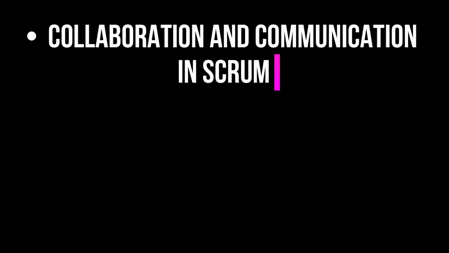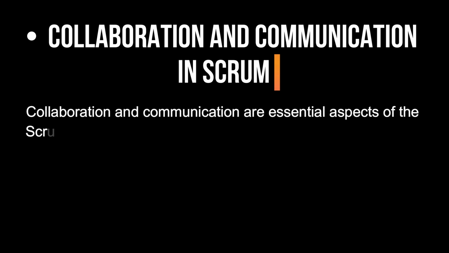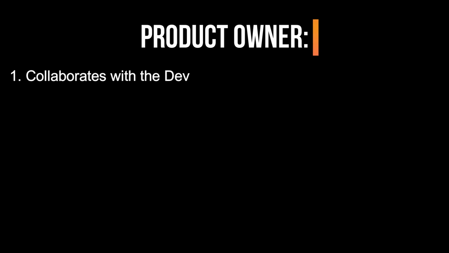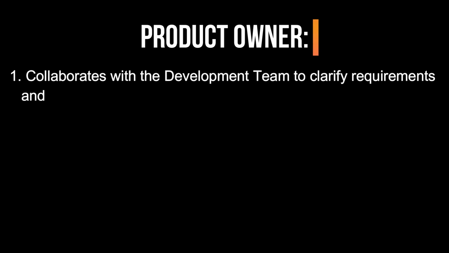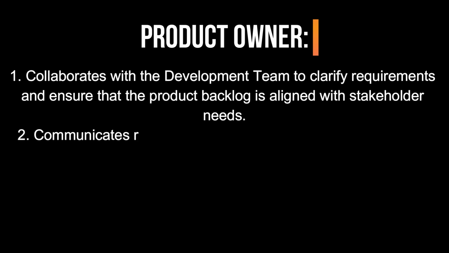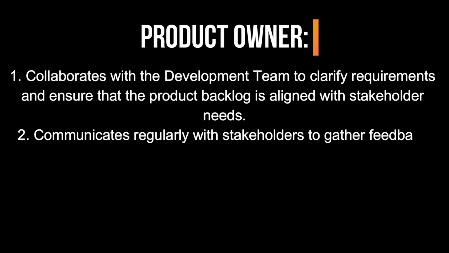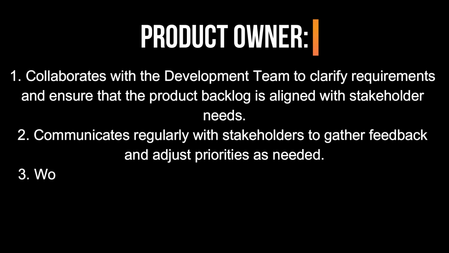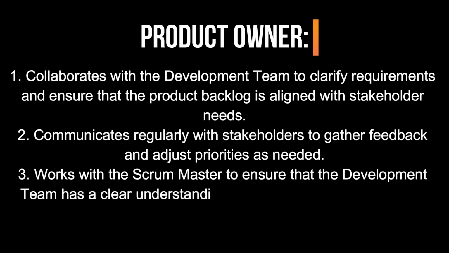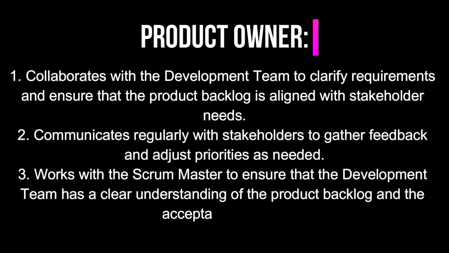Collaboration and communication in Scrum. Collaboration and communication are essential aspects of the Scrum framework. Here's how they work in each of the Scrum roles. Product Owner. 1. Collaborates with the development team to clarify requirements and ensure that the product backlog is aligned with stakeholder needs. 2. Communicates regularly with stakeholders to gather feedback and adjust priorities as needed. 3. Works with the Scrum Master to ensure that the development team has a clear understanding of the product backlog and the acceptance criteria.